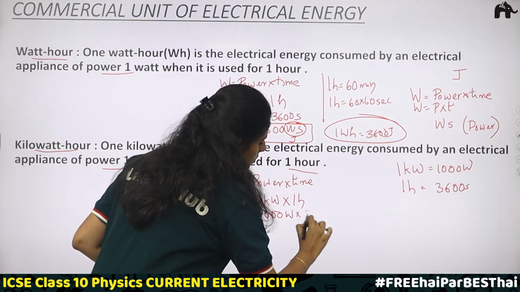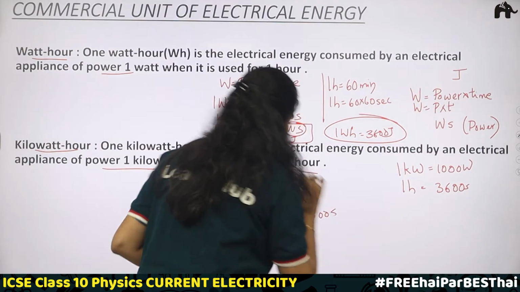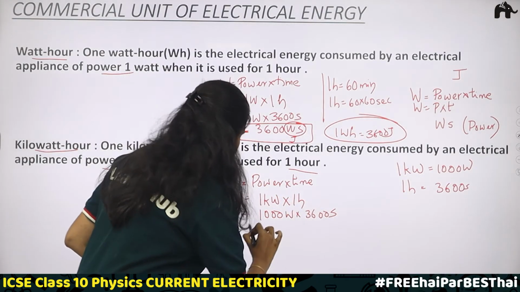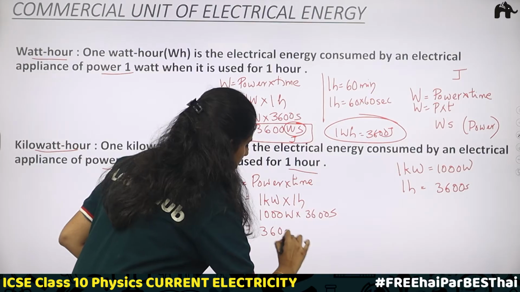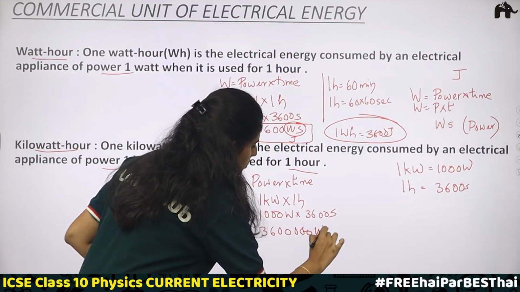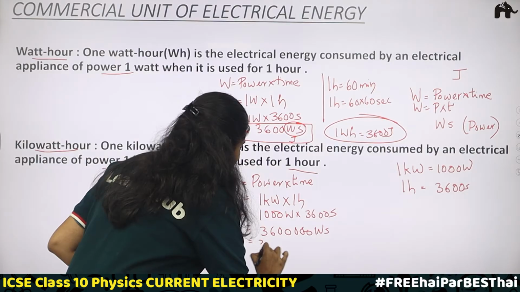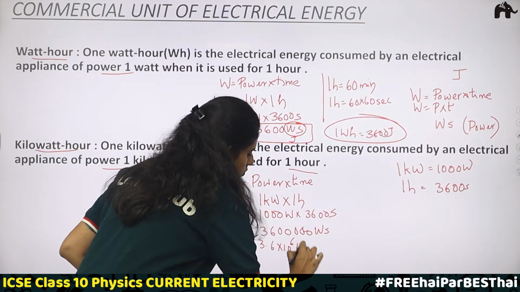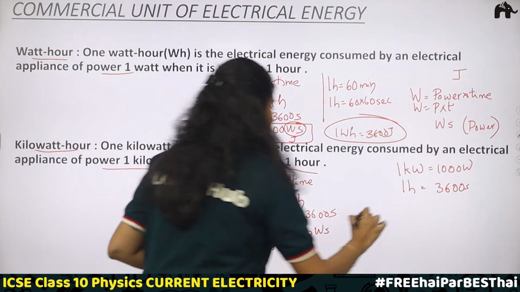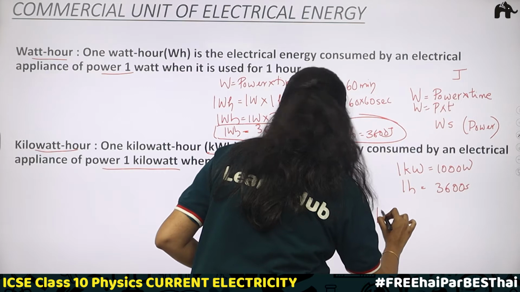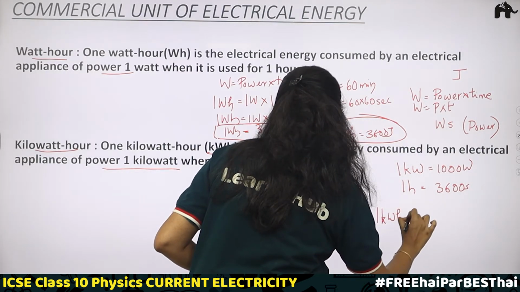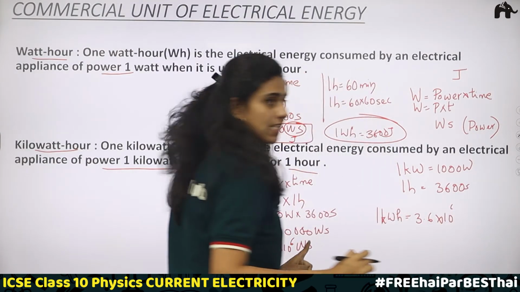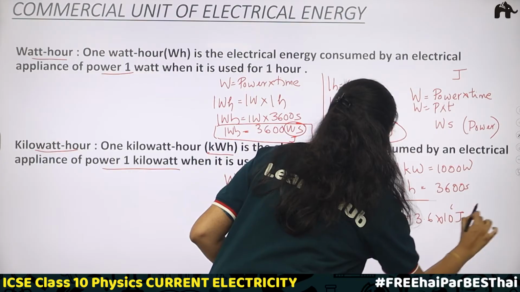Therefore, the electrical energy will be equal to 1000 watts into 3600 seconds. Here you have 3 zeros and here 2 zeros. You will be getting 3, 6 and 5 zeros, watt second. This can be written as 3.6 into 10 raised to 6 watt seconds, or 1 kilowatt hour is equal to 3.6 into 10 raised to 6 watt second, which is joules. So this is the second relation.